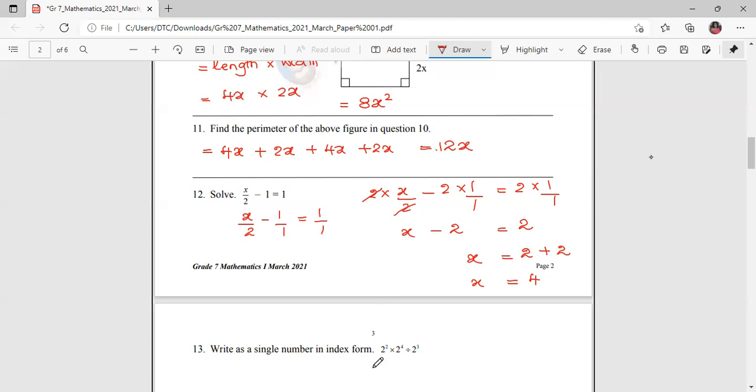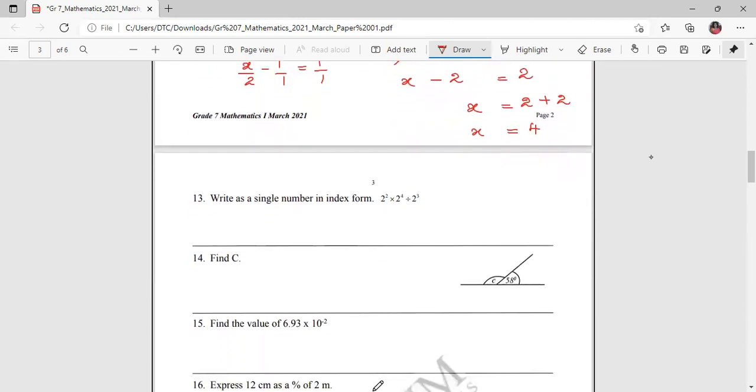Then we'll do question number 13. There they are going to test our knowledge on the index, that is, numbers written in index form. You can see the same base value, children, either in a multiplication or a division. In that case, if it is a multiplication, we add the indices. If it is a division, we subtract. So you can straight away do it like this.